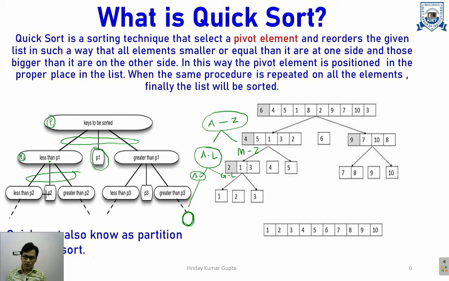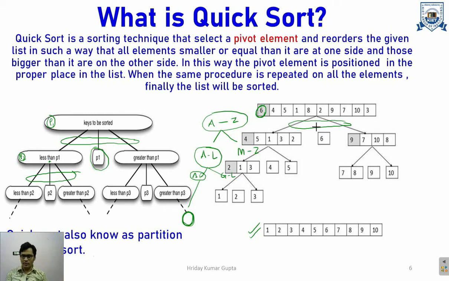From this P2, all the smaller elements are on the left side, and all the larger elements are on the right side. Similarly, we can do this recursively, and at last we will find that all the elements are sorted like this. This is one simple example. This is the array list. I am going to take the pivot element as 6, and after applying the partition, we will apply all those things, right?